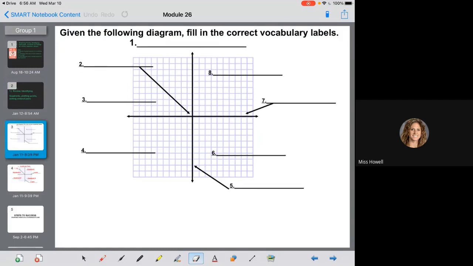So basic vocabulary here to get started. A coordinate plane just looks like this. It's what you might call a grid. The entire picture here is a coordinate plane. That coordinate plane is broken up into four what are called quadrants. The reason that it's broken up into four quadrants is because of the axes. The two axes intersect, creating four sections.